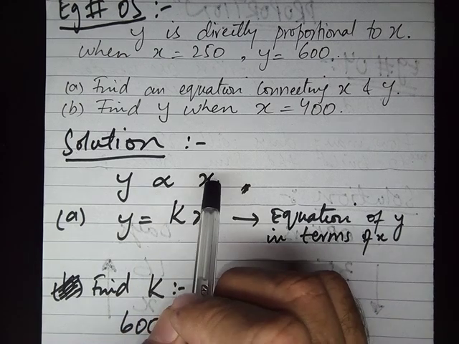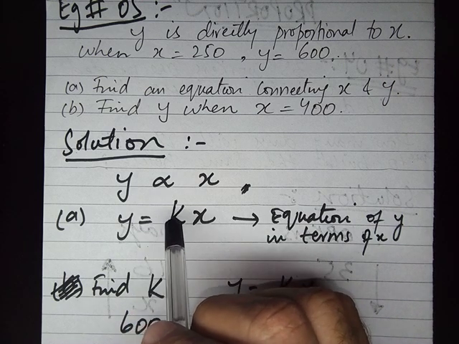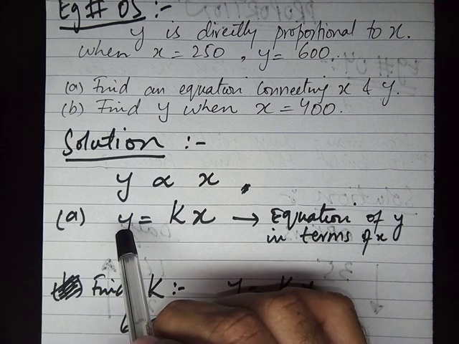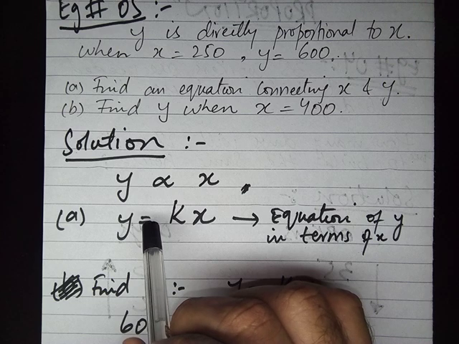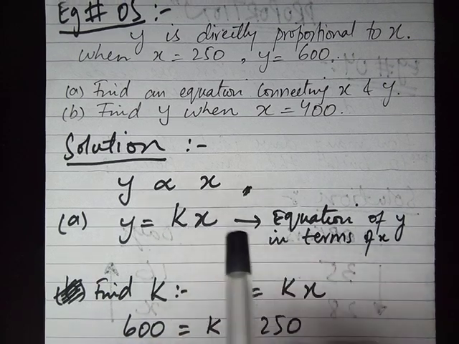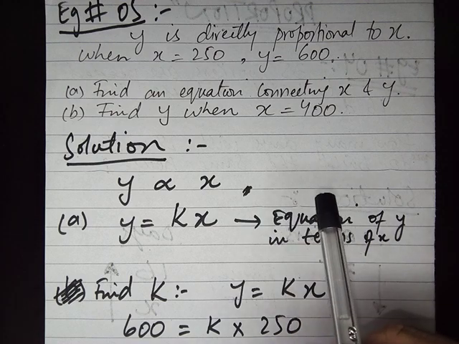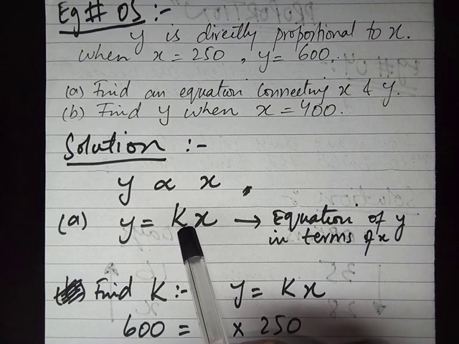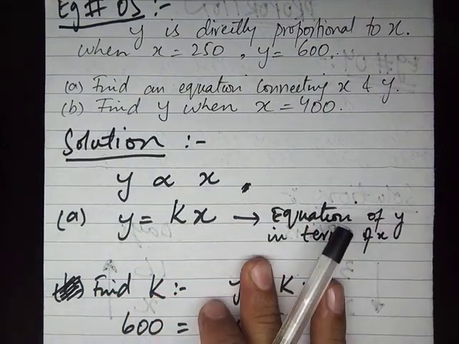Y is directly proportional to x, and when I remove this sign of proportionality, I will put an equals sign and a constant value which is k, right? So y is directly proportional to x, then y will be equal to kx. This will be the equation of y in terms of x. You can say it's an equation of y in terms of x, or you can also say it is an equation connecting x and y.